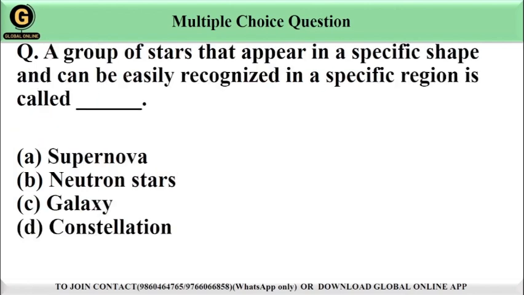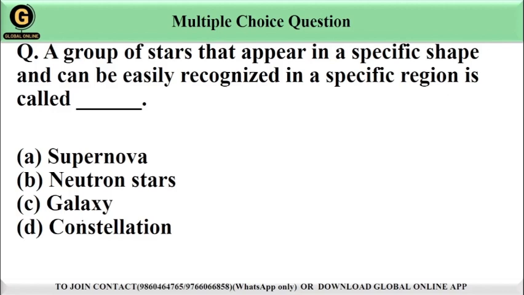A group of stars that appear in a specific shape and can be easily recognized in a specific region is called. Options are given. A, supernova. Option B, neutron stars. Option C, galaxy. Option D, constellation. So guys, a constellation is a group of stars that forms a recognizable pattern or shape in the sky.